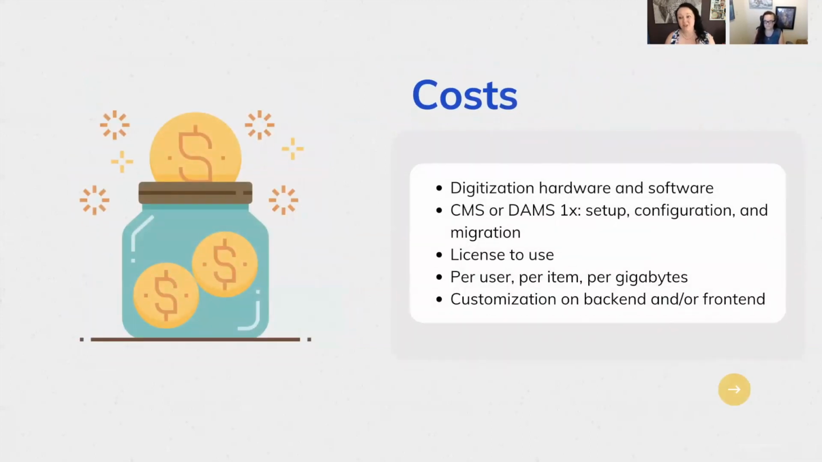All right, another challenge is cost, of course. There is the digitization hardware and software that Andretta walked us through in her section, and then also thinking about the collections management system or DAMS system that you're getting. There's the one-time setup, the configuration, the migration, and then license to use it, license to store it, any sort of customization you need.